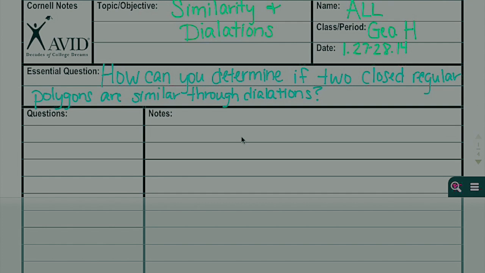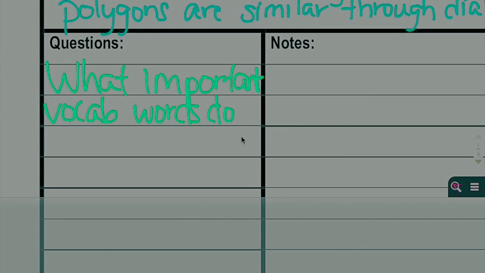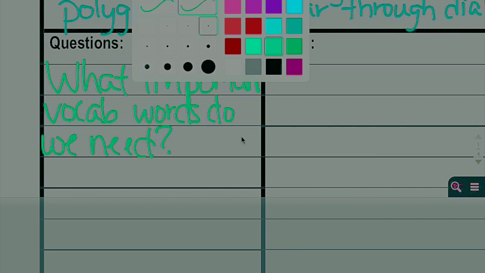So our first question is going to be, what important vocab words do we need? Okay, so I'm going to choose a different color for our actual notes.